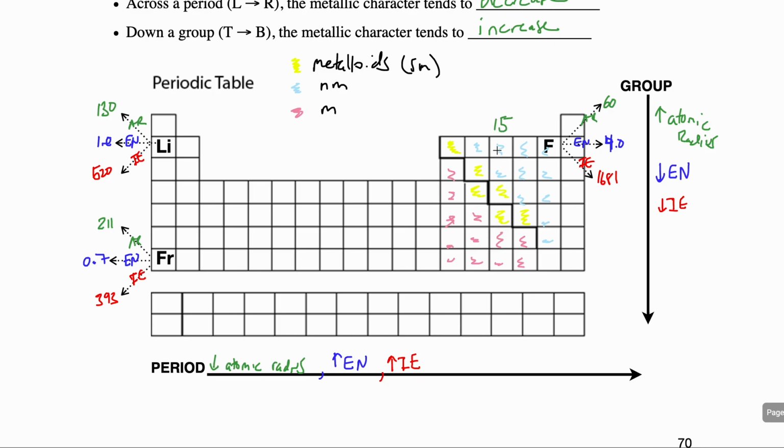So as I go down any given group, and it's easier to see from groups 13, 14, 15, 16, it's much easier to see it in these particular groups. As you go down any group, down the periodic table, you go from nonmetal to metalloid to metallic. So as you go down any group, we see an increase in that metallic character.